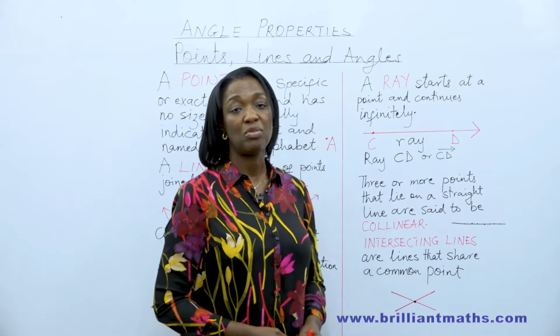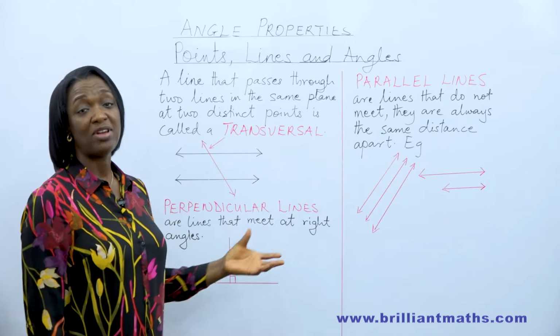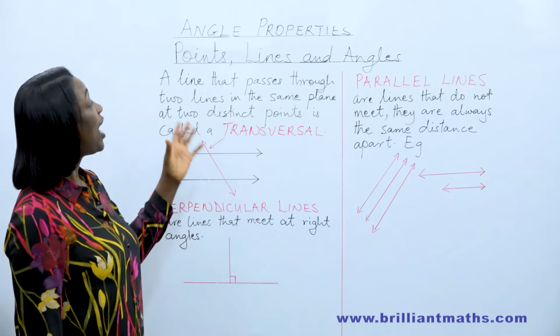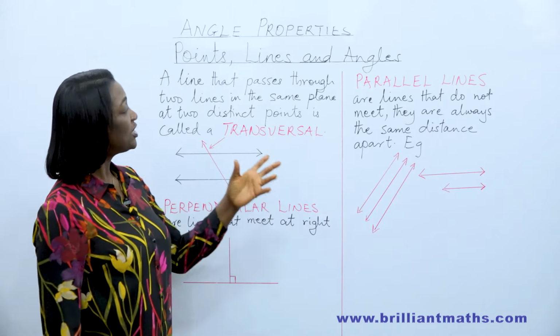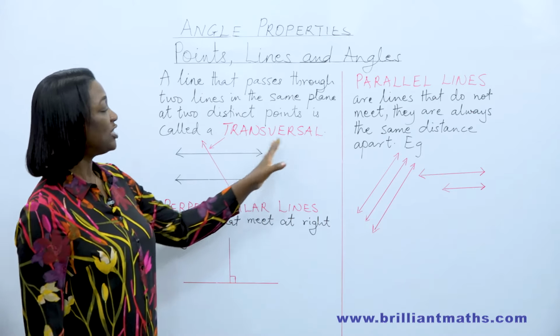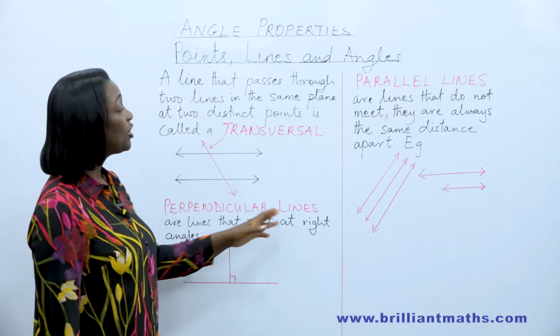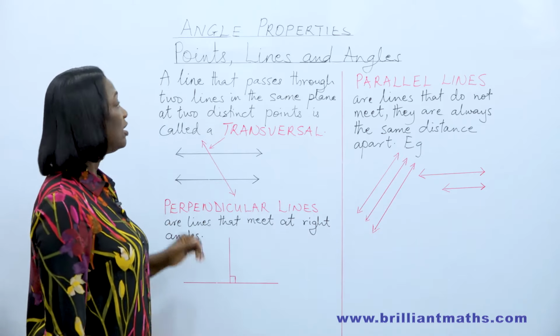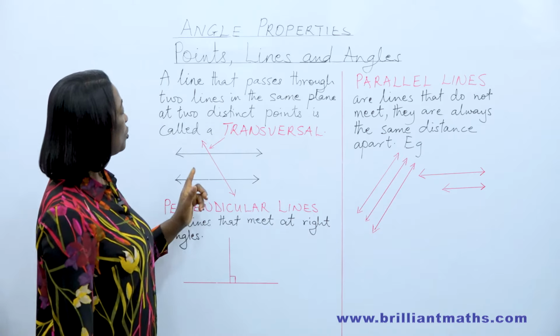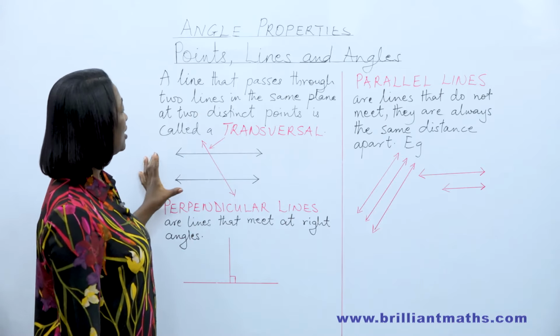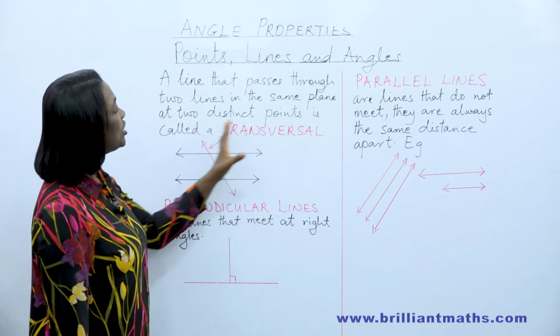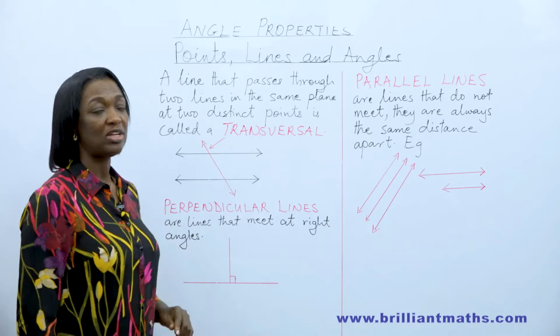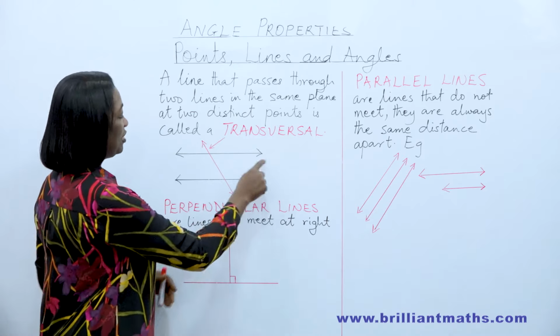Let's look at some more. Still looking at vocabulary involved in angle properties, lines, points, and angles. We have transversals, perpendicular lines, and parallel lines. What is a transversal? A line that passes through two lines in the same plane at two distinct points is called a transversal. So we have these two lines.